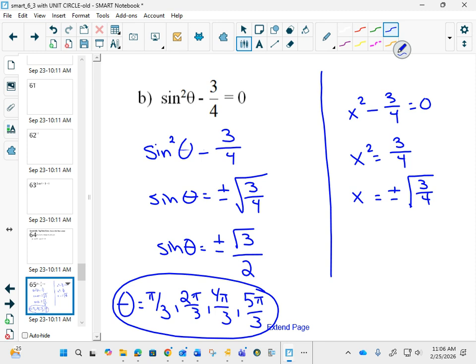So when we have an equation with trigonometry and it's squared, you're going to be solving it in the same way that you solved quadratics in the past. Factoring, you might have to use the quadratic formula.